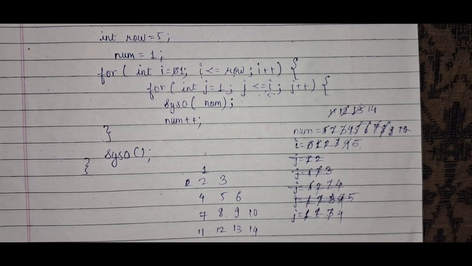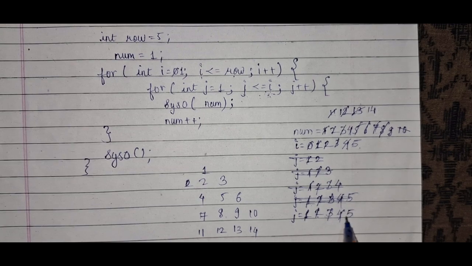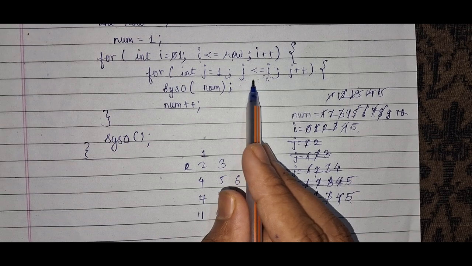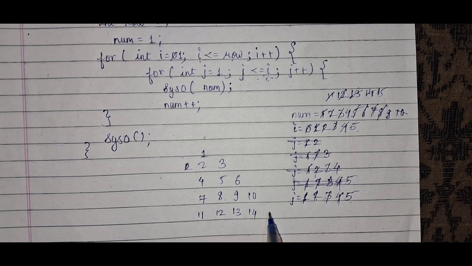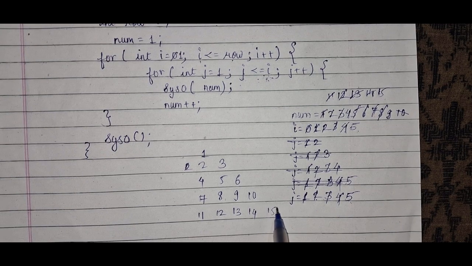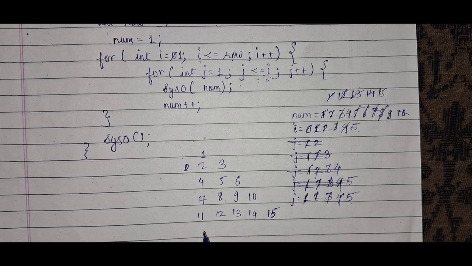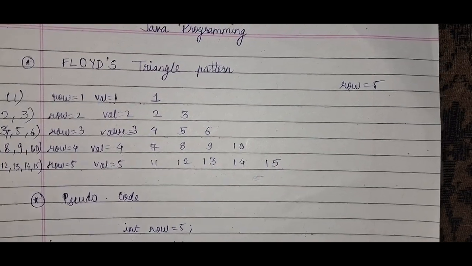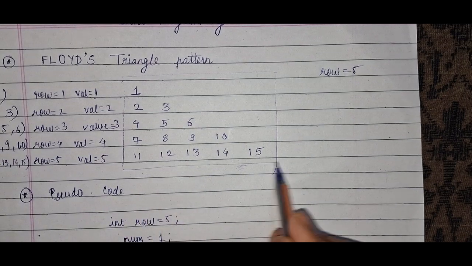After printing 14, now j's value is updated. Now j's value has become 5. Now it will check the condition. Is 5 less than or equal to 5? The condition will be true. Then it will print the num, that will be 15. Now we have got this output, the same as what we wanted.